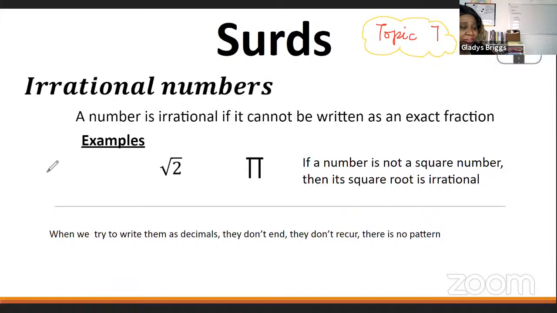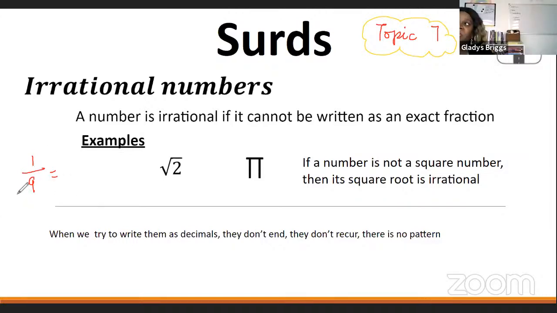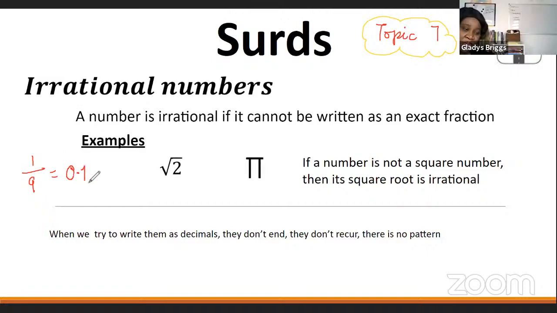If I try to do 1/9, put that into your calculator and tell me what the answer is. 1/9. Put it into your calculator and press the SD button. 0.1, 0.1111. 0.1111 forever. So yes, that one is recurring. It's a recurring decimal.